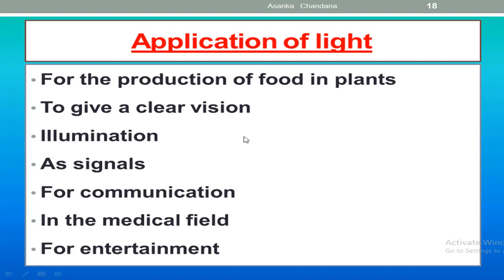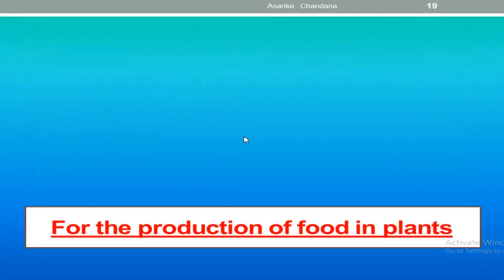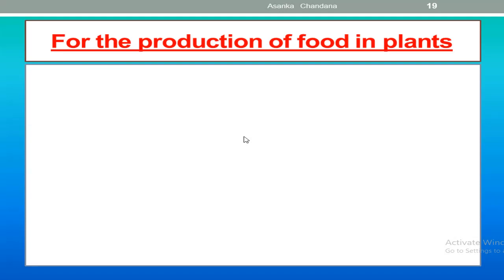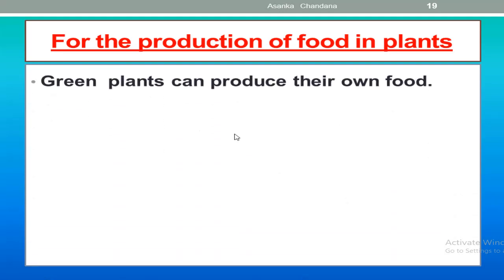Now we have learned about the applications of light. On this topic we have learned about different applications of light. The first is for the production of food in plants, then to give a clear vision, illumination as signals for communication, in the medical field, and for entertainment. Right, then we will go to the production of food in plants.